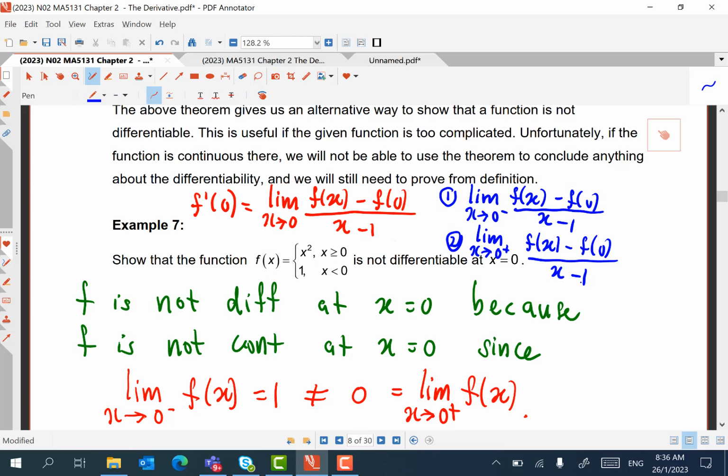On the second line, what do you see? Okay. So it is just like that. So you just have to prove that these two limits do not tally.